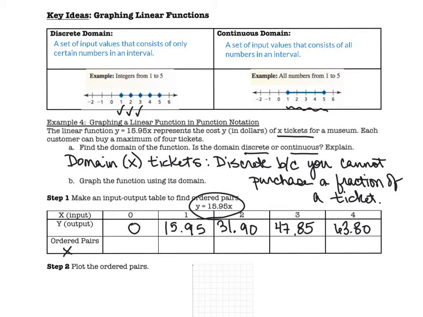Ordered pairs are just x, comma, y. So the first ordered pair would be 0, 0. The second ordered pair would be 1 and then 15.95. Your next ordered pair would be 2, comma, 31.90. Then you'd have 3, 47.85. And finally 4, comma, 63.80.